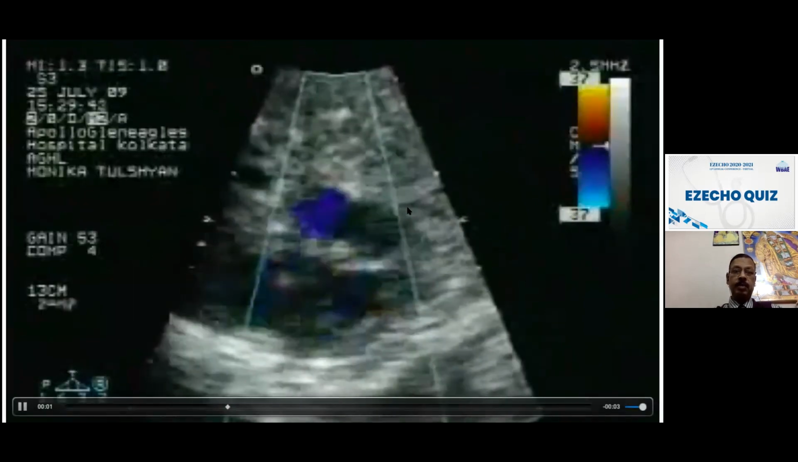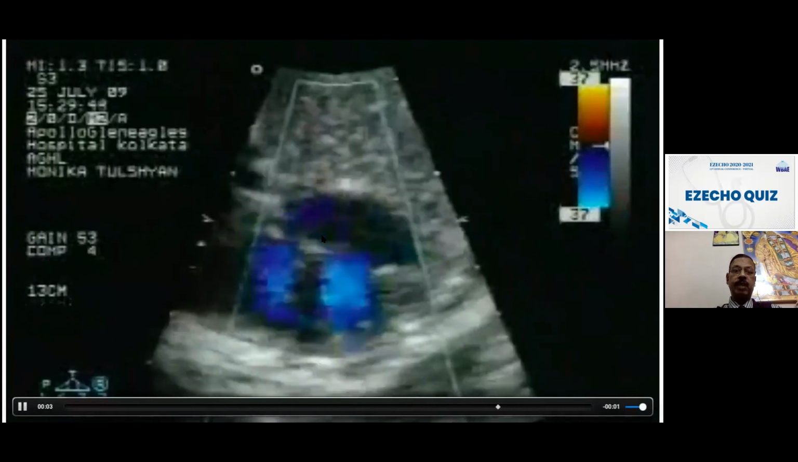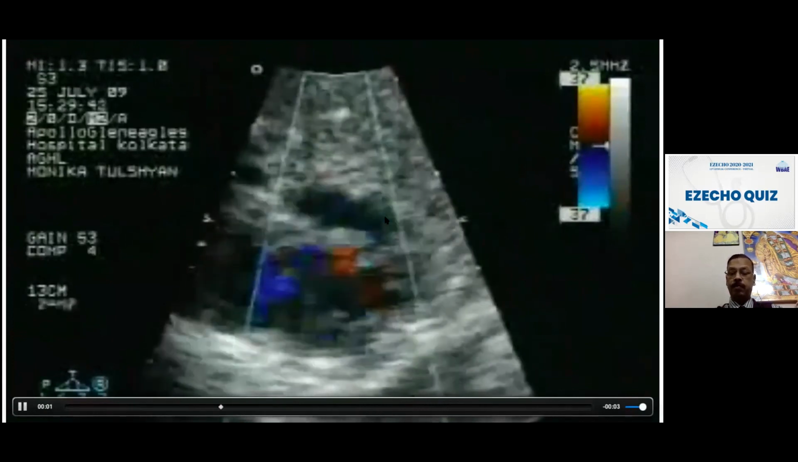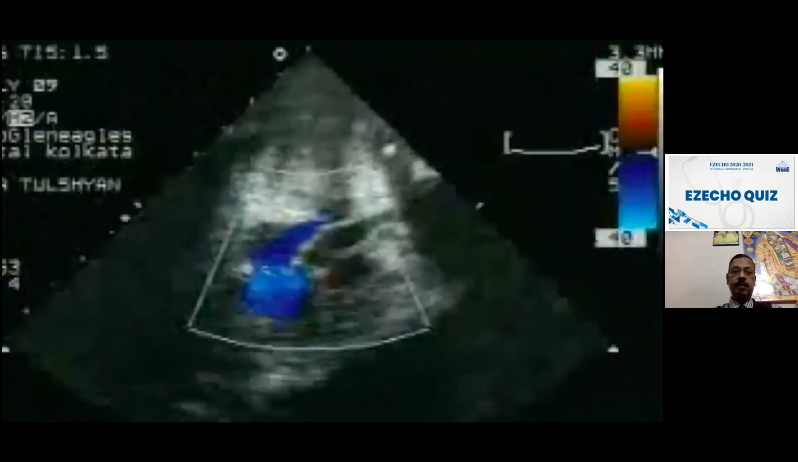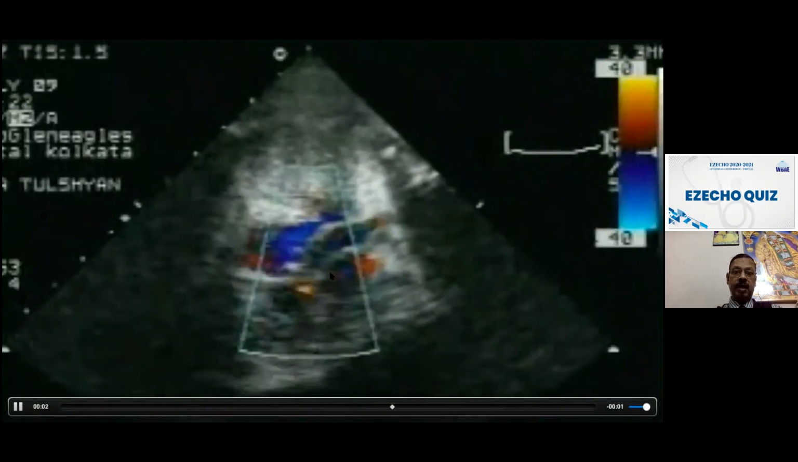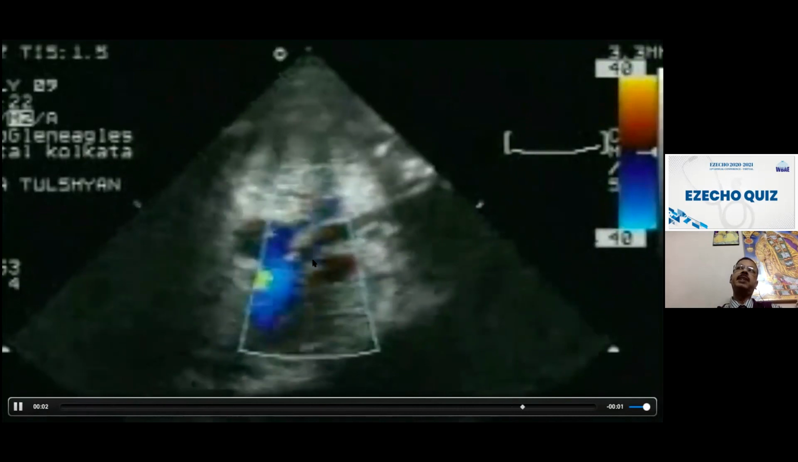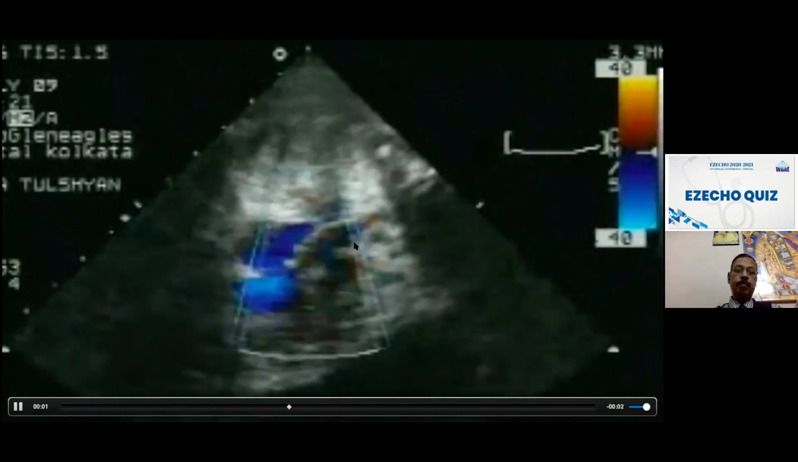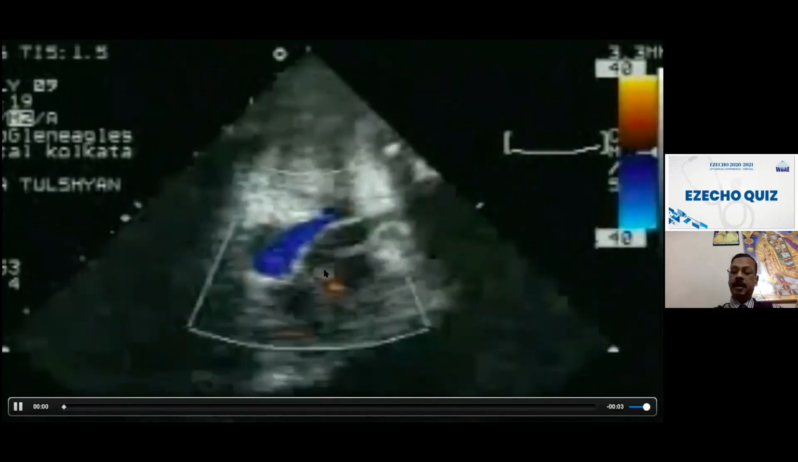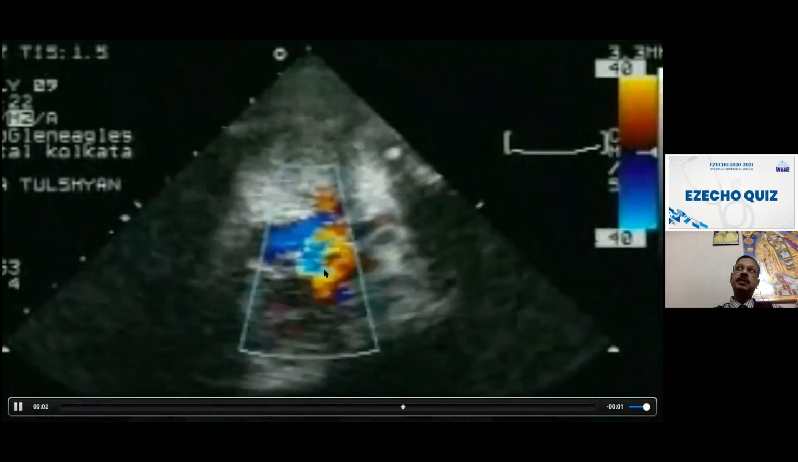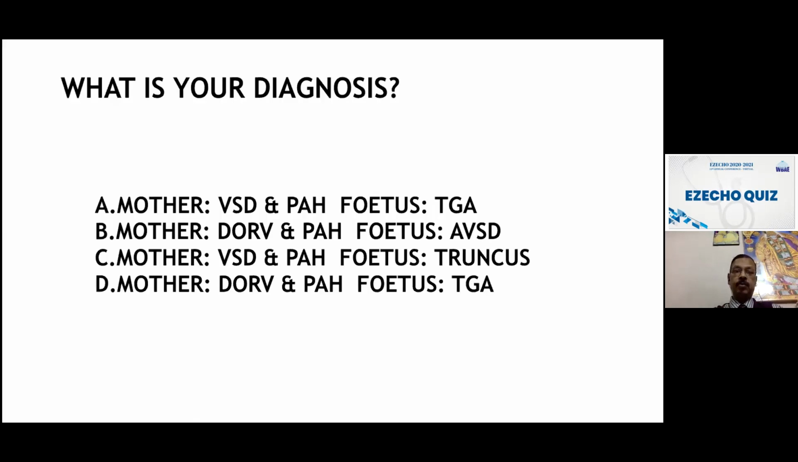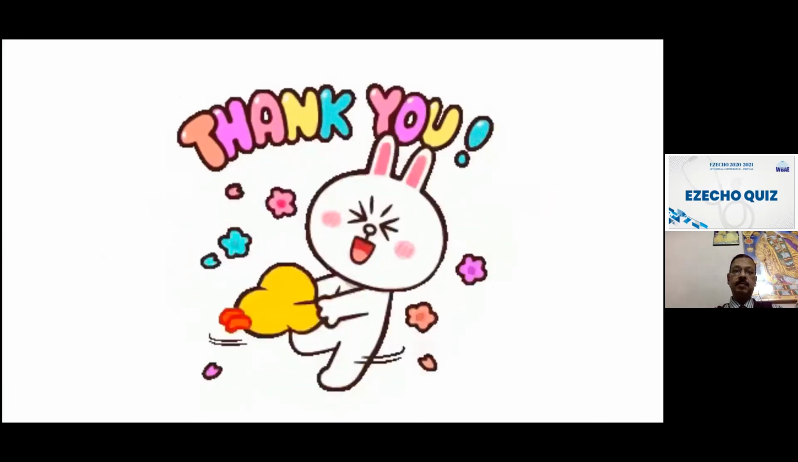In the fetus, if you look very clearly, both the atrioventricular valves are well formed. There's no problem with that. But if you look at this, there are two great arteries running parallel to each other. Whenever you get this type of picture in a fetus, a malposed artery, you always diagnose this as a case of TGA. So the answer is mother VSD PH, fetus TGA. Thank you.